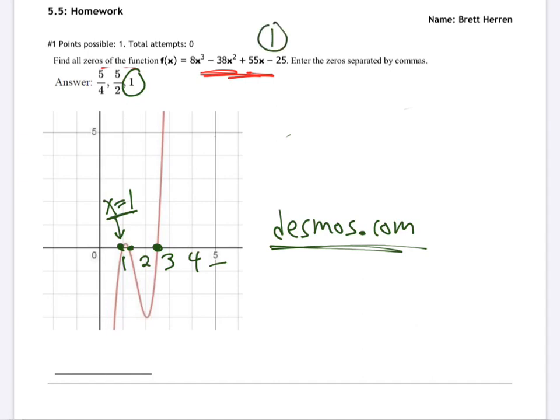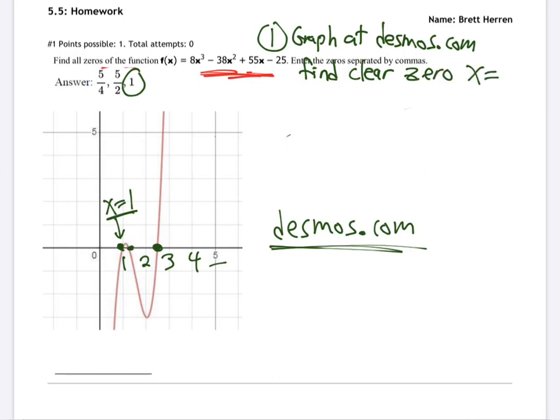So number 1, first step is you graph at Desmos.com, find a clear zero. Find a clear zero, x equals 1. So there's my first clear zero.